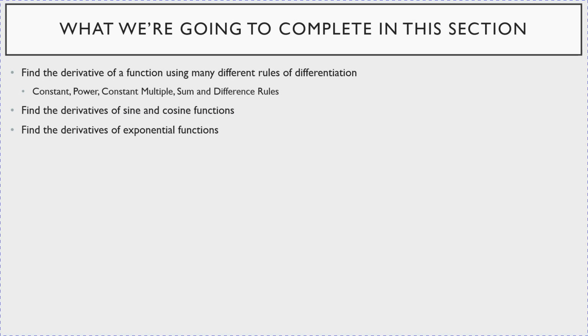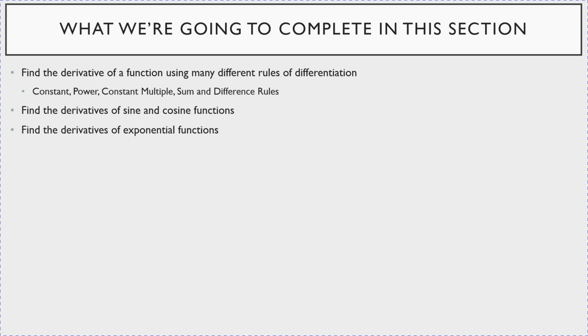Okay, so what we're going to complete in this section is the following. We're going to find the derivative of a function using many different rules of differentiation. We're going to talk about the constant rule, the power rule, the constant multiple rule, and the sum and difference rules. Then we're going to talk about how you find the derivatives of the sine and cosine functions, and I'm going to do an informal proof of that for you, for one of them.